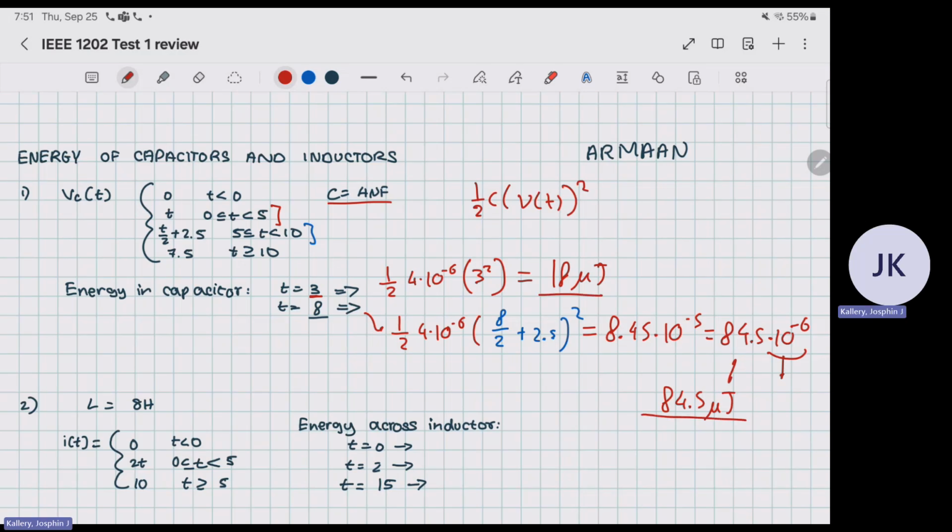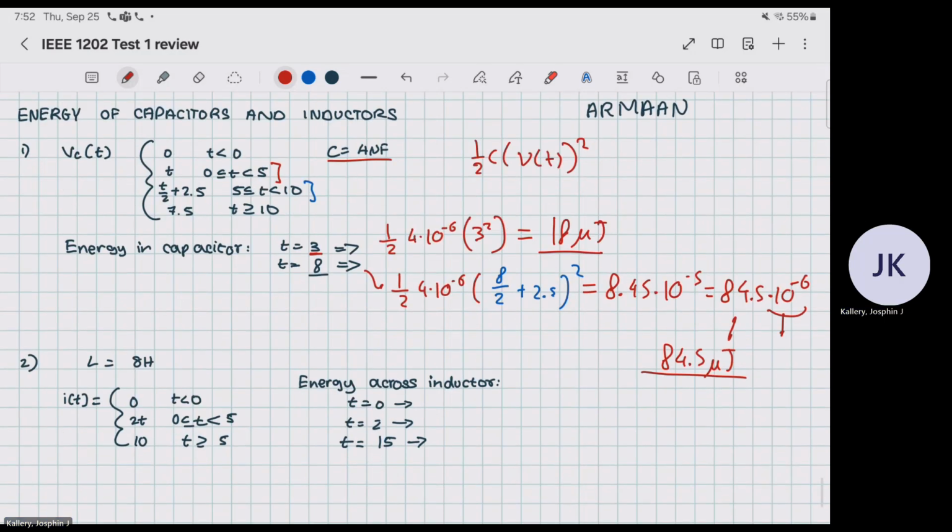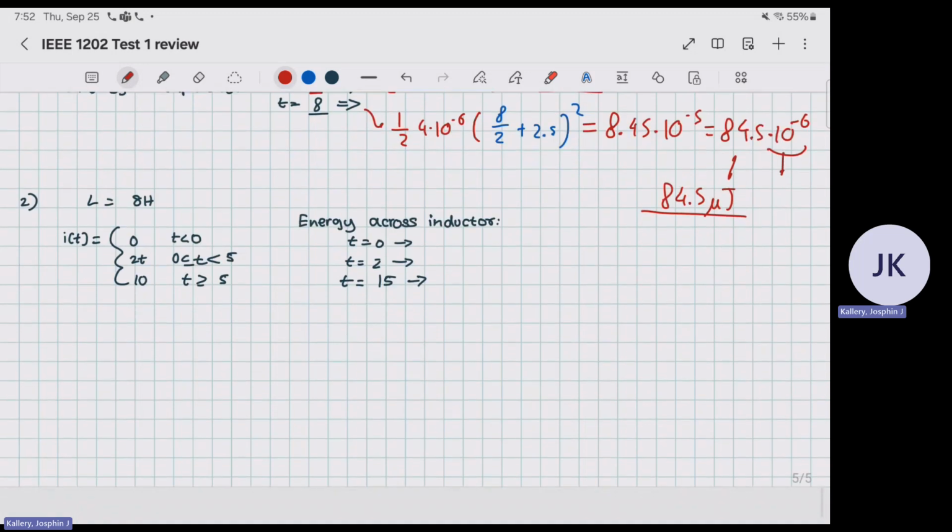And let me just double check my first answer. 1/2 times 4 times 10 to the negative 6. And then we get 3 squared. Yeah, okay. Now we'll move on to energies across inductors.